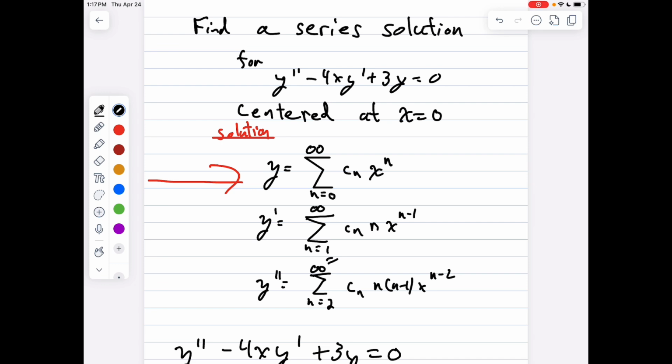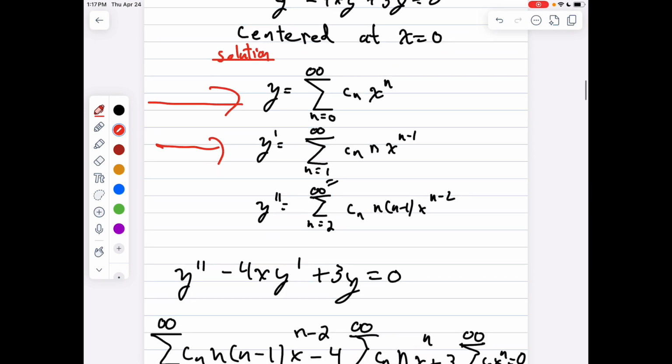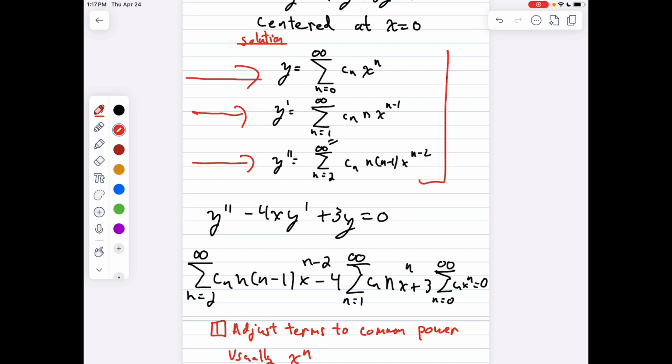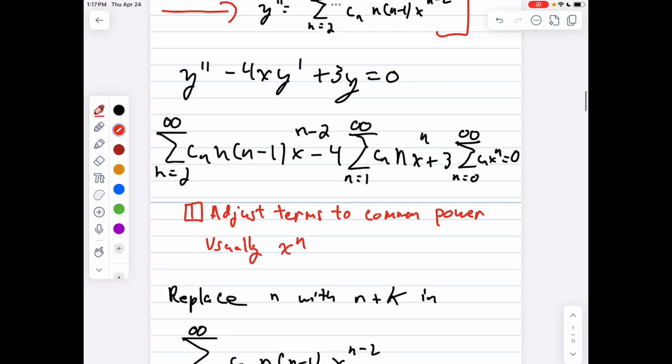So you'll take y prime, where you basically use the power rule: put the n in front, subtract 1, and you get what you see right here. The index always goes up by 1 each time you take a derivative of a series, so this goes up to 1. Then if you take another derivative, again using the power rule, this is the expression you get for y double prime. Now you'll replace y double prime, y prime, and y with each of these expressions, and this is what you wind up with.